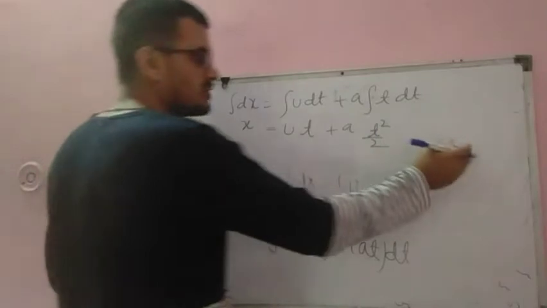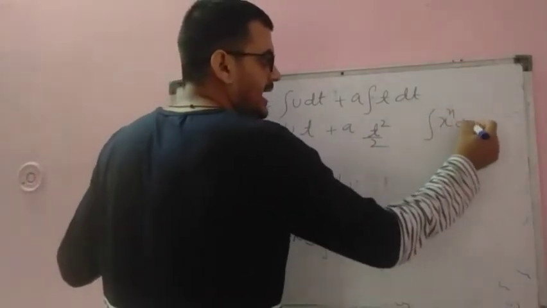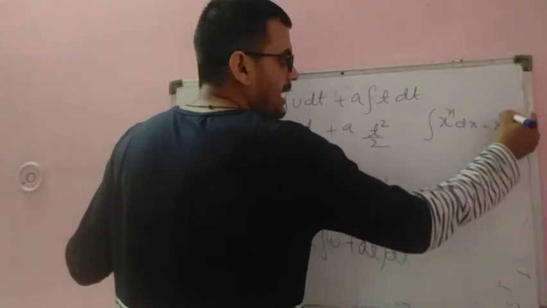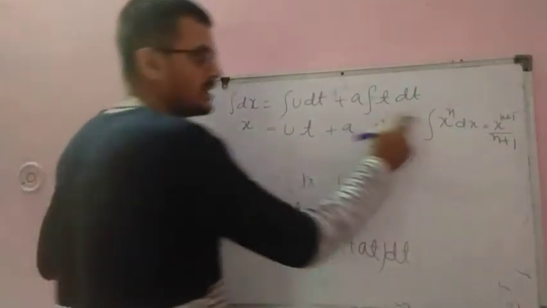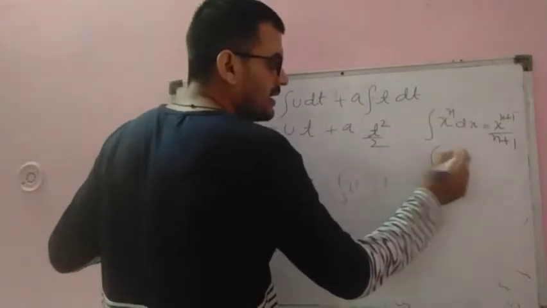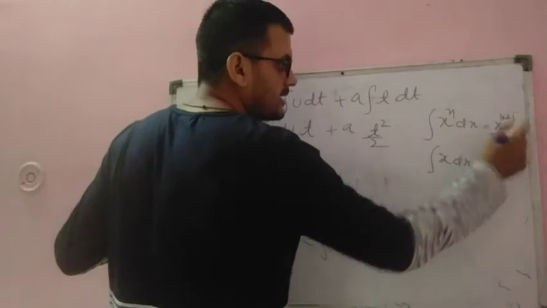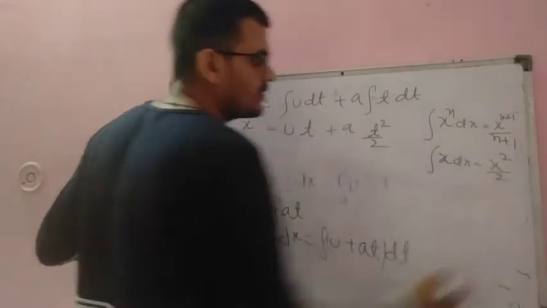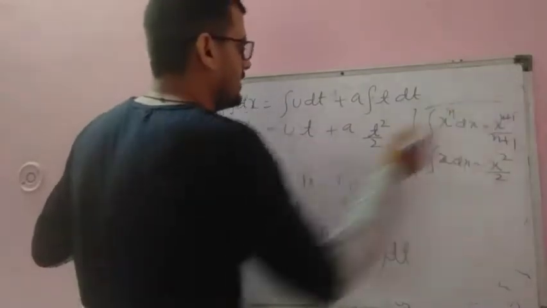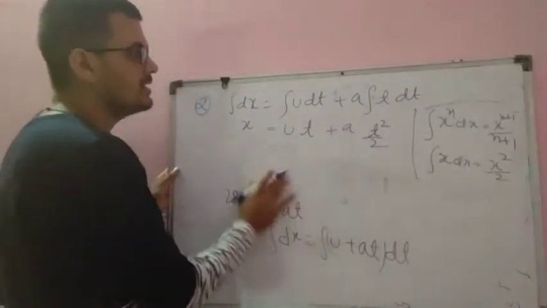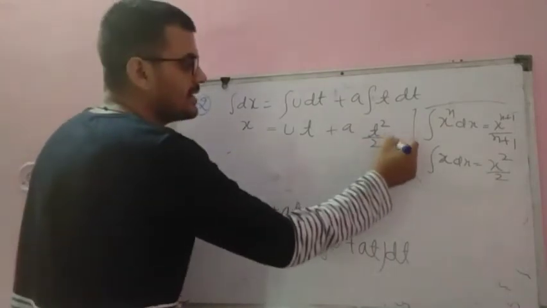How did it come to t square by 2? We have applied this formula: the integral of x power n dx equals x power n plus 1 upon n plus 1. Here the value of n is 1, so x dx equals x power 1 plus 1, that is 2, by 2, x square by 2. We have applied this formula here. Okay, so now at time t equal to 0, and we will add one constant also.